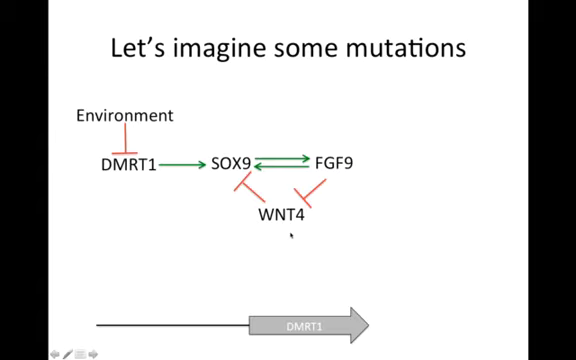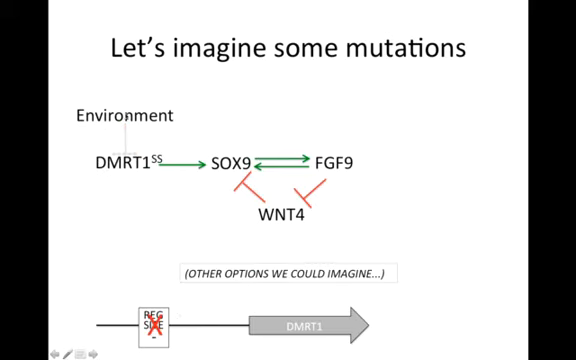Let's imagine some mutations that can occur. Well, one thing that we could imagine is a mutation in our regulatory site. So DMRT1 is somehow being regulated. One possibility is that it's being regulated at the level of transcription. If that were the case, and if it were a negative binding site, then what we can imagine is that if this site is mutated, then DMRT1 could become insensitive to the environment. Right, that regardless of the environmental cues, DMRT1 could be expressed.